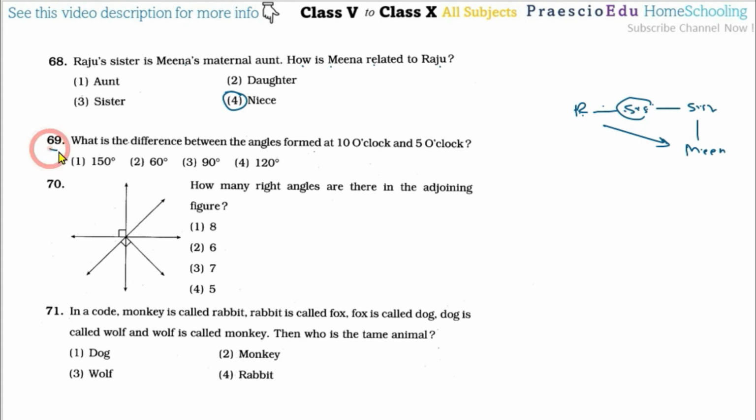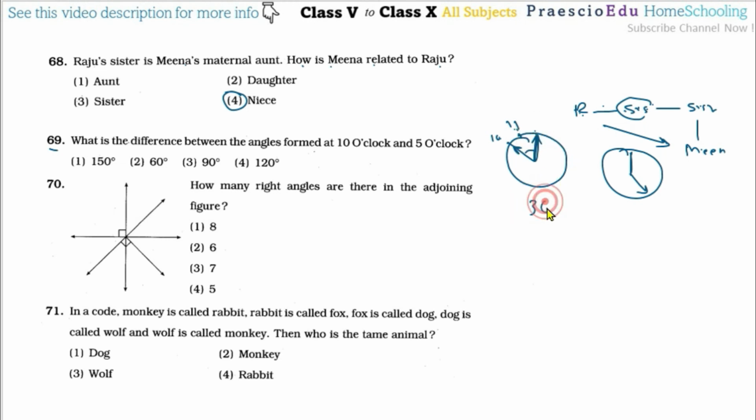Now question number 69: what is the difference between the angles formed by the clock hands at 10 o'clock and at 5 o'clock? So this is 10 o'clock, with the minute hand and the hour hand, and another clock shows 5 o'clock. In the circle of this clock there are 12 equal parts, from 1, 2, 3, 4 up to 12.